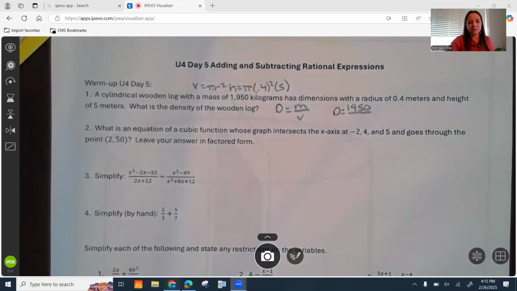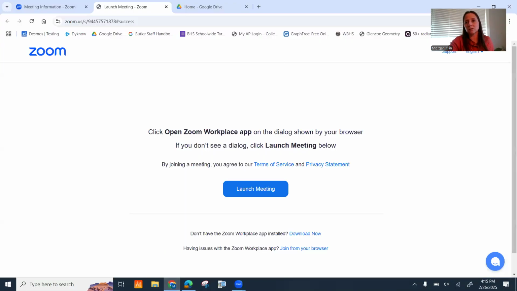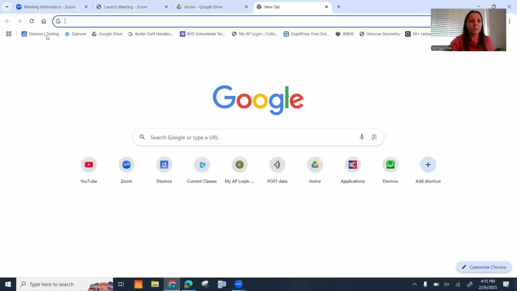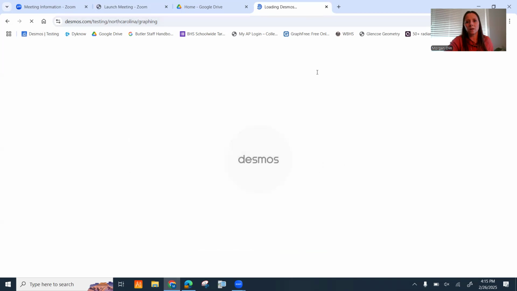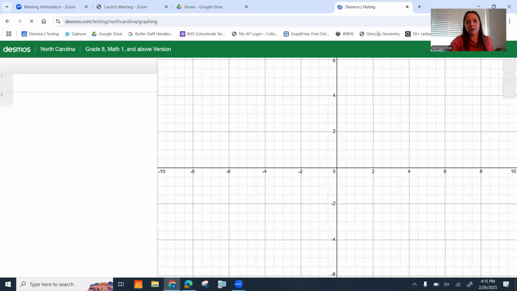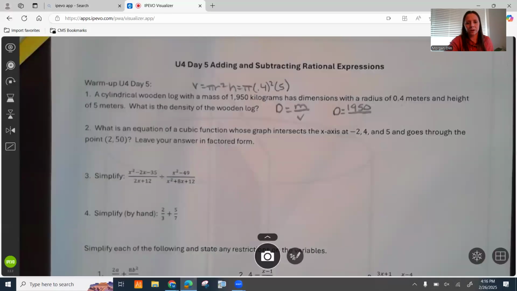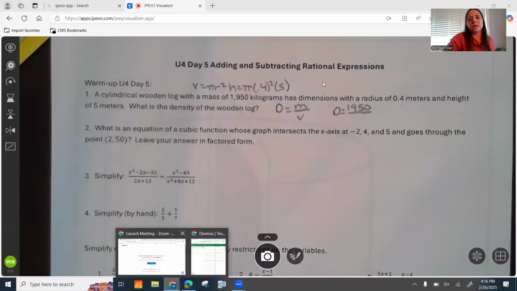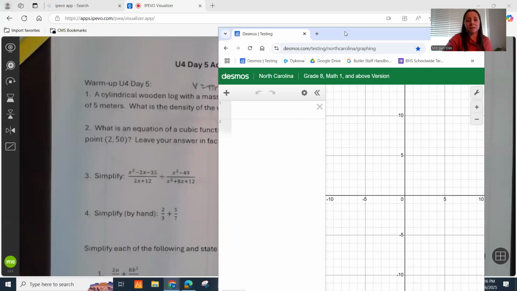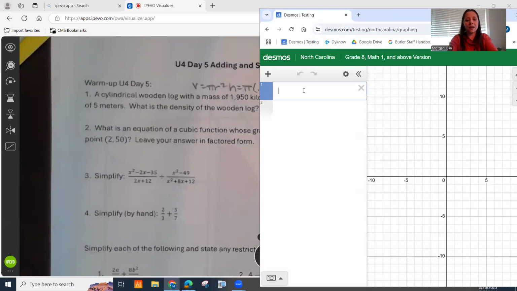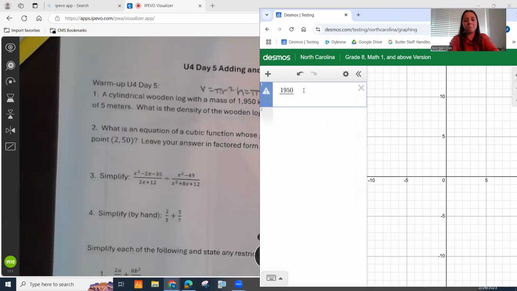Okay, so we got to figure out what this is. And you know what I did not do? I did not have Desmos open. So let me get up a Desmos. All right, so here we go. And let me go back to my screen. What we're going to do is, the mass was 1,950, and we're going to divide it by pi. So put pi, 0.4, make sure you square that radius, and then the height was 5.